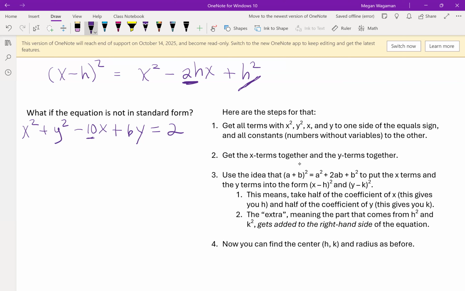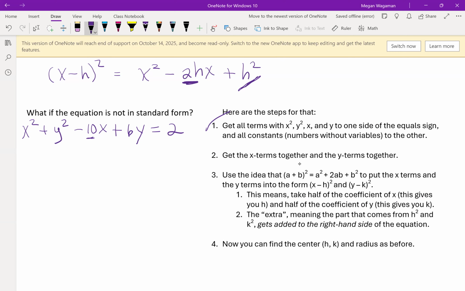And I explained it step by step in these 4 steps here. So first thing is get all the terms with x², y², x and y to one side of the equal sign and all the constants to the other. That's already done. The way I wrote this equation, we already had that.